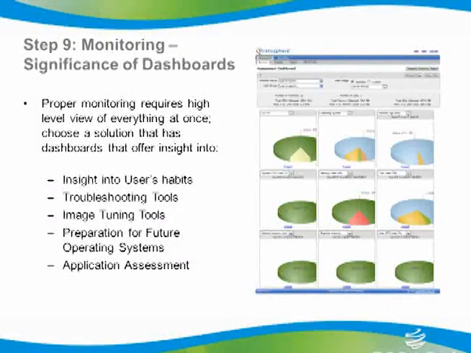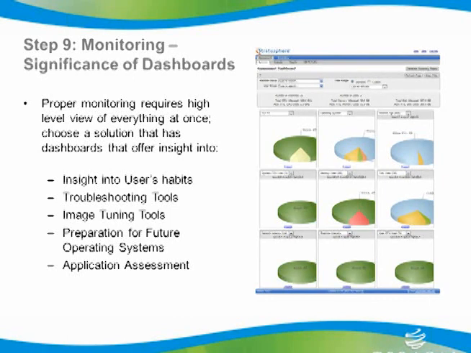Everything's good. So number 1, in terms of step 9, monitoring, significance of dashboards. Now, we've talked about monitoring a lot. Dashboarding is one of those things that management always loves to see. Why? Because they like graphs, they like charts, they like things of this nature. Monitoring is not just good for management just to get them off your back. It's good to make sure that you have a good, high-level view of everything at once.